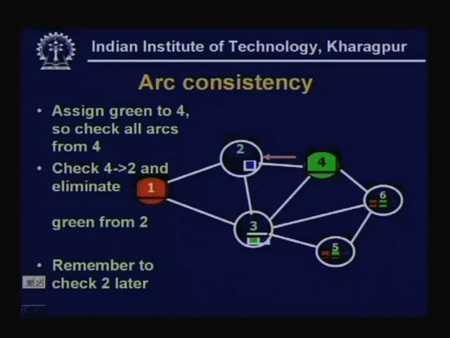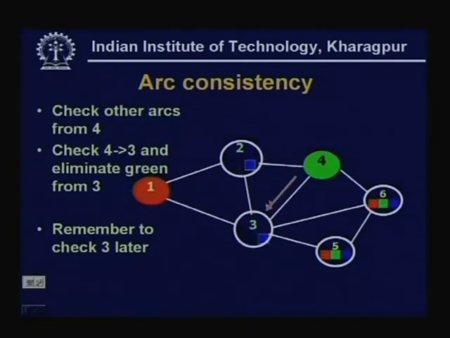Let us see an example of the same graph that we discussed earlier. We assign green to 4. After we assign green to 4, we check all the arcs from 4: 2, 3 and 6. First we check 2. When we check 4 to 2, we eliminate green from the domain of 2. But we have to check back later with the variables with which 2 has some constraint. Next, we check the constraint 4 to 3 and eliminate green from the domain of 3. After that, we check the constraint 4 to 6 and eliminate green from the domain of 6.